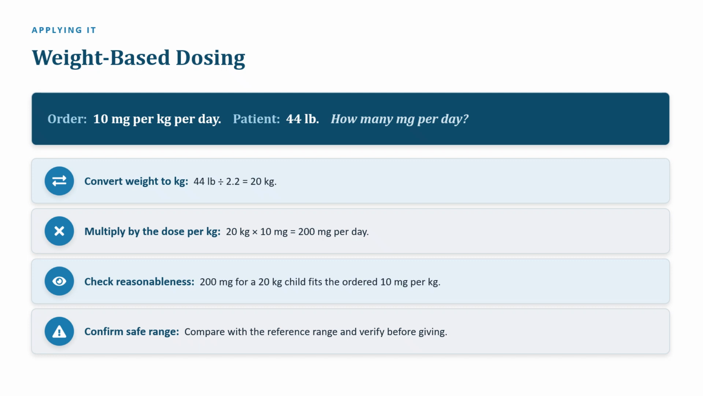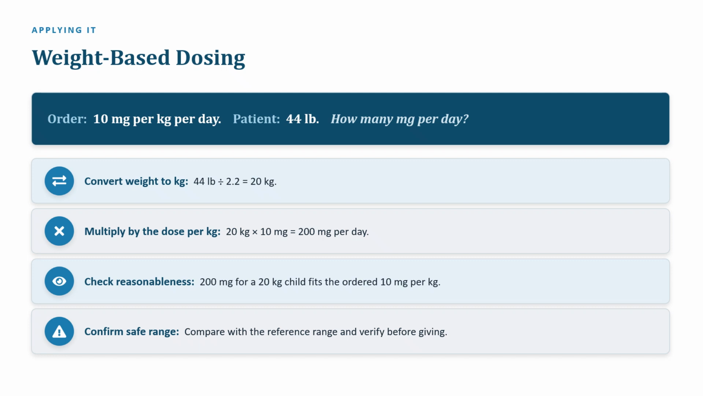Here is where our kilogram to pound equivalent becomes essential. Step 1. Convert the weight to kilograms because the dose is written per kilogram, but the patient is weighed in pounds. Divide 44 pounds by 2.2, which gives 20 kilograms. Getting this conversion right is critical because an error here carries straight through to the final dose.